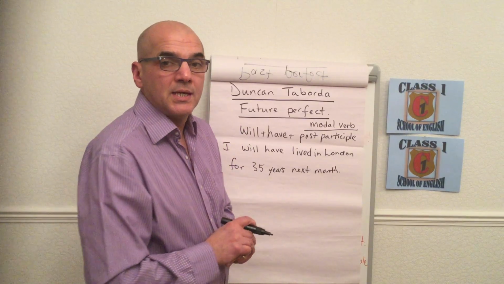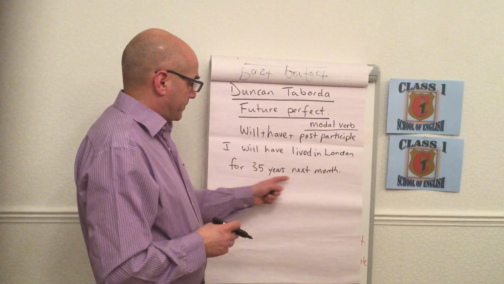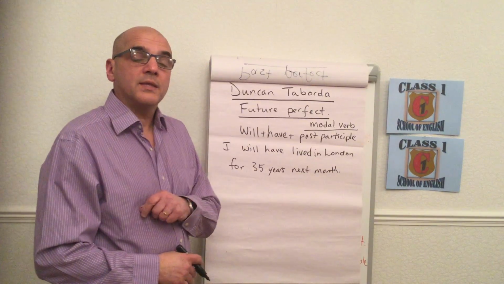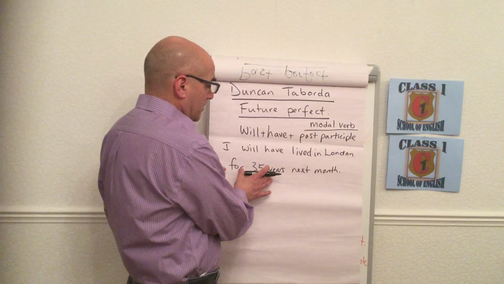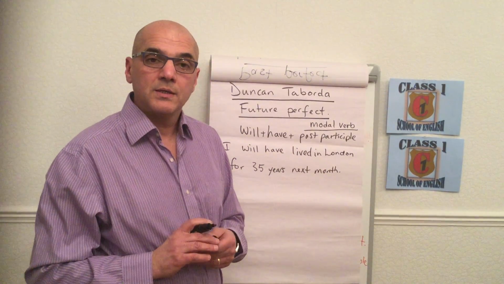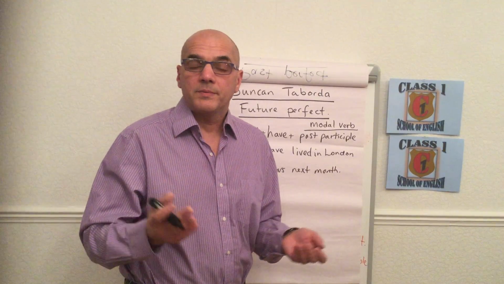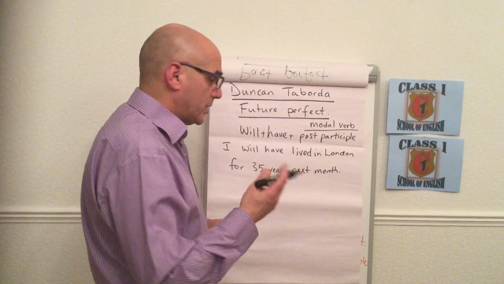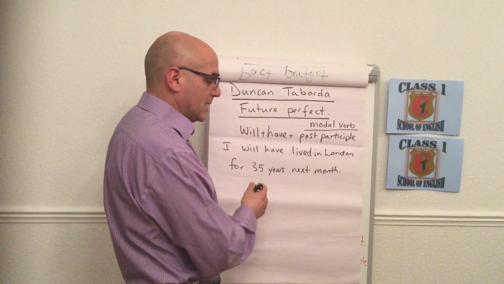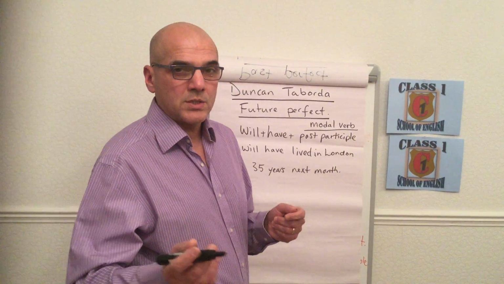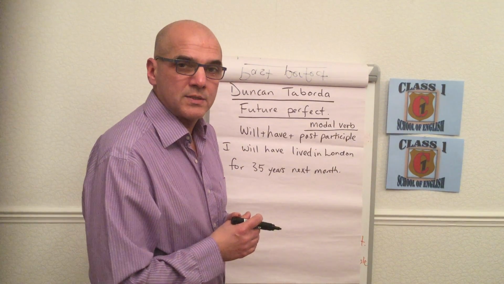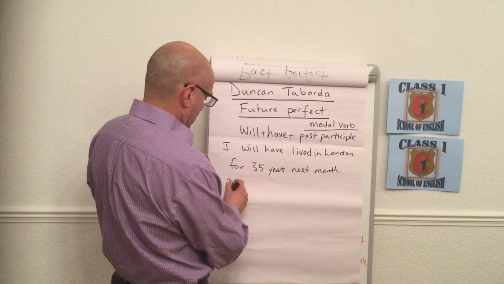Okay, as you can see, next month is going to be the second thing that happens. The first thing is going to be my 35 years of living. Alright? Let me give you a different sentence now. And we use by or by the time a lot when we're using the future perfect. Okay? So let's try that.